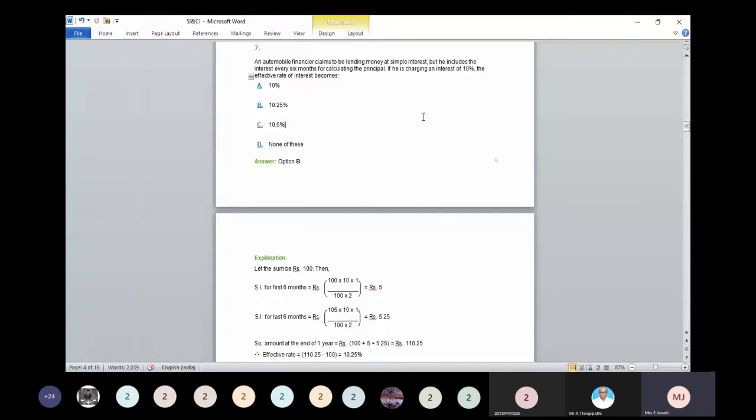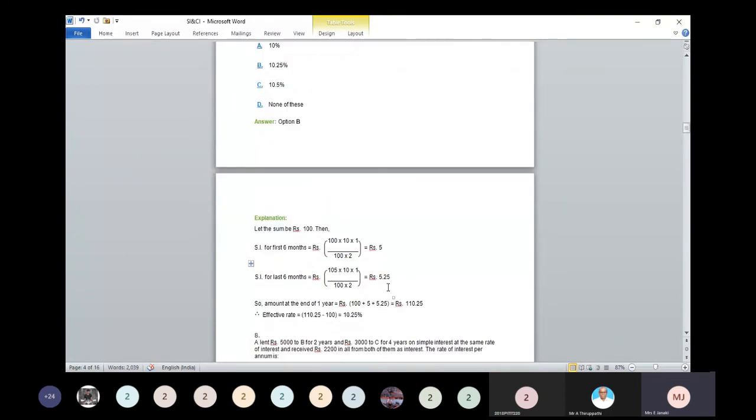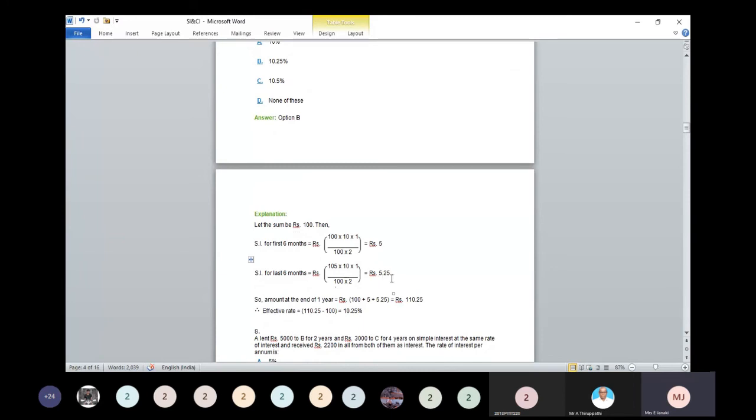The rate of interest will be the same in both 6 month periods. So 105 into the rate of interest 10, into the last 6 months. The 6 months is also considered half of the year. So that is 105 into 10 into 1/2 divided by 100. So the answer is 5.25. Rupees 5.25. Okay, first 6 months, the simple interest is rupees 5, and last 6 months, the interest is rupees 5.25.